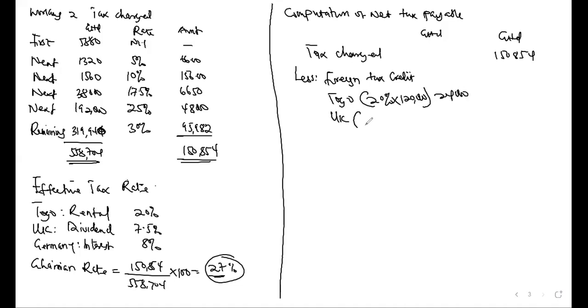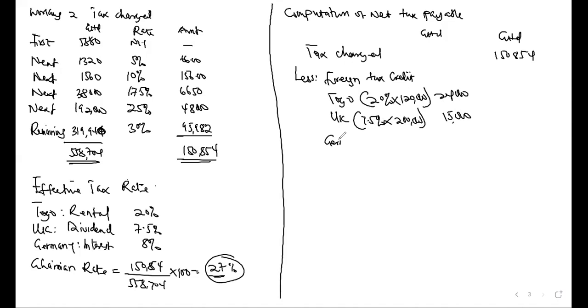In the UK, the tax rate is 7.5%. The total income from the UK is 200,000. 7.5% of 200,000 gives you 15,000. The net received was 185,000.